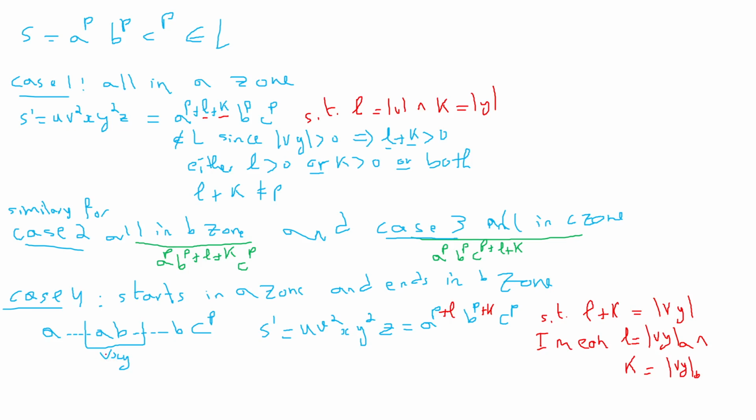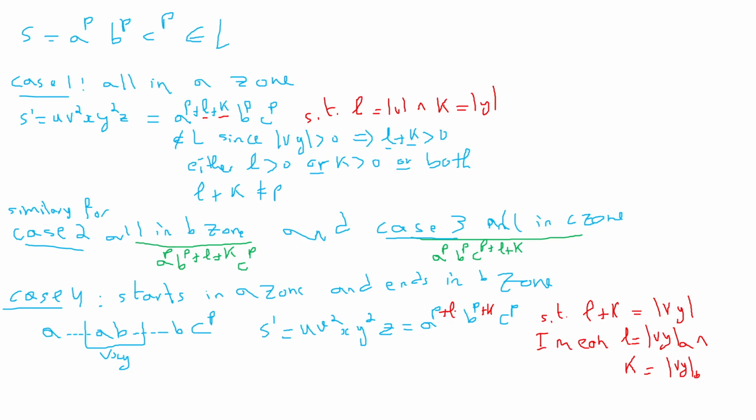It's possible V could be all in A, X is all in A, and Y is all in A and goes to B. Or vice versa. Maybe V is in A and V takes some B's and then Y takes some B's as well. Or maybe Y doesn't take anything. Y could be epsilon. However, what I care about is there is some number of A's being pumped up and some number of B's being pumped up. And we reference those by L and K.